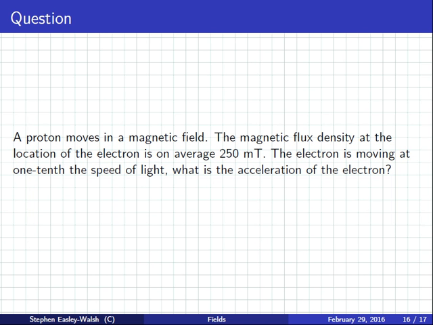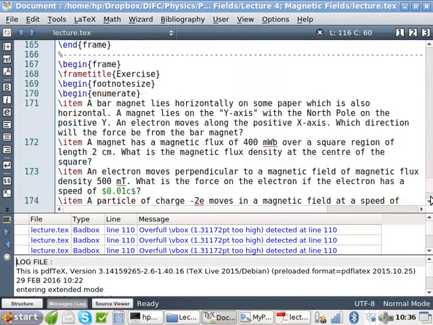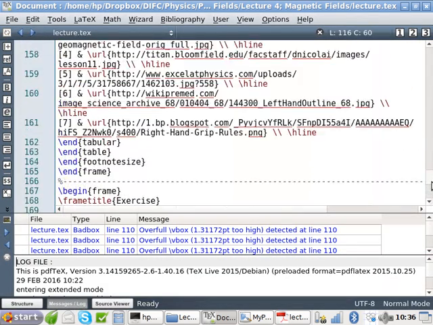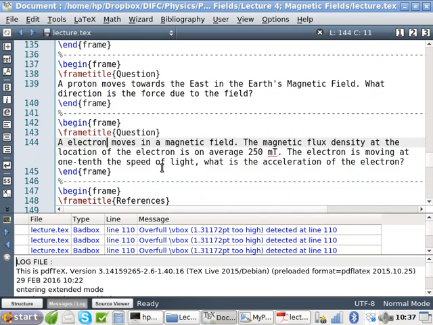How are we supposed to know the speed of light? It's in your formula book as a constant. We got this? Hold on. You'll be fine. I'm just changing it here to electron. Right, that's the question there.